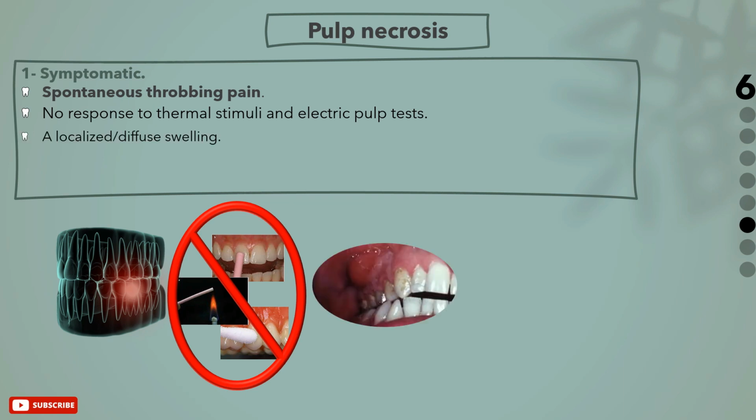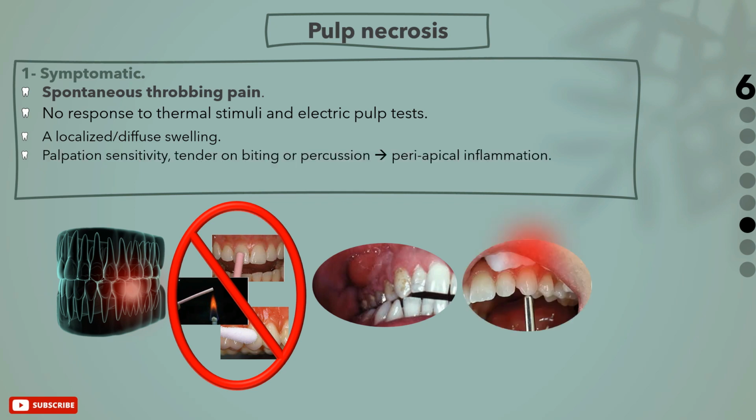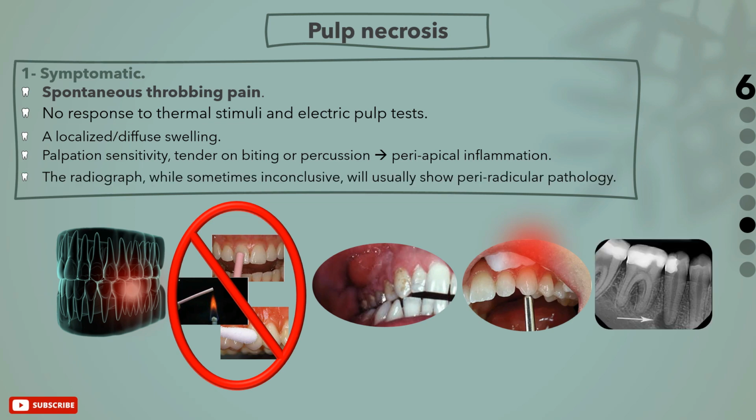The swellings resultant from the pulp necrosis could be localized or diffused. Palpation sensitivity and percussion sensitivity, meaning that the inflammation has extended to the periapical tissues. The radiographs can sometimes show periradicular pathology and bone resorption.